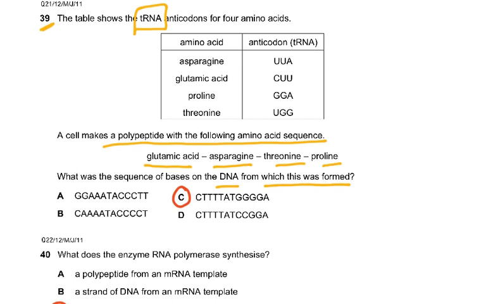So now they've given you a bit of a chore. They've said, okay, glutamic acid was the first one. So let's look at glutamic acid. This is the tRNA. So what will be the mRNA? And then calculate the DNA. So you have to understand how you do that. From CUU, the mRNA will be GAA.